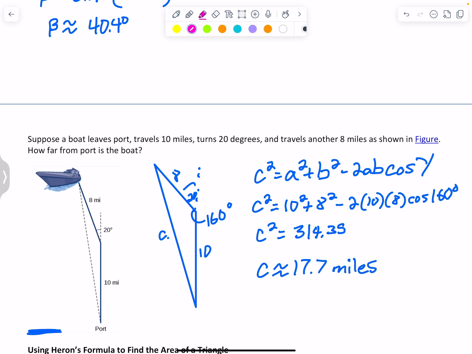So again, the problems are all very similar. It's just, can you work with the formula? I have one more application in the video after this using to find area, and we'll be done with law of sines and cosines.